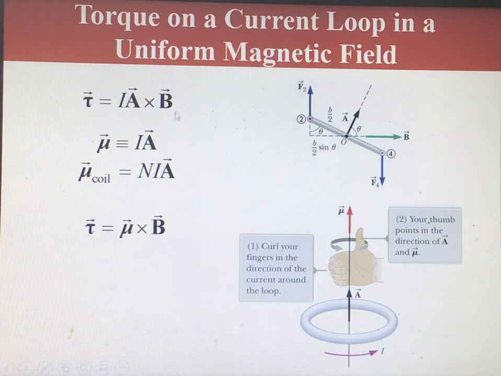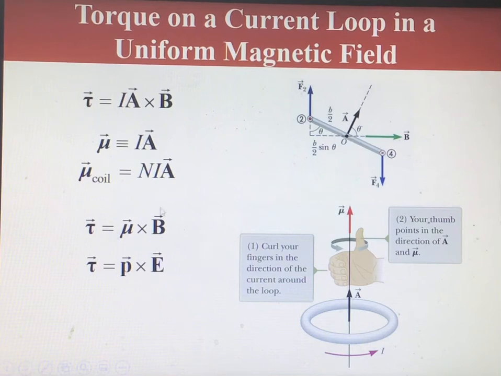So this equation here, we can also rewrite by introducing a new quantity, which is just the current times the area vector, and this is called mu. The mu is called the magnetic moment vector. If you just have a single loop, it's given by this, but if you have a coil with many turns, then you can calculate the magnetic moment just by multiplying the I times the A by the number of turns.